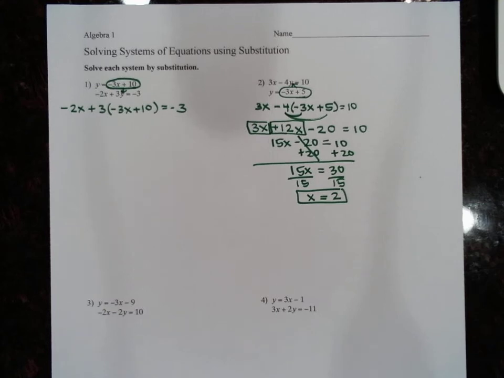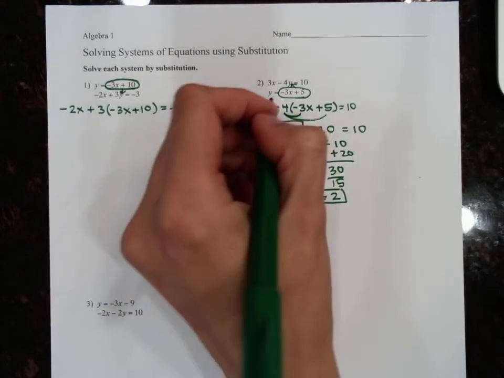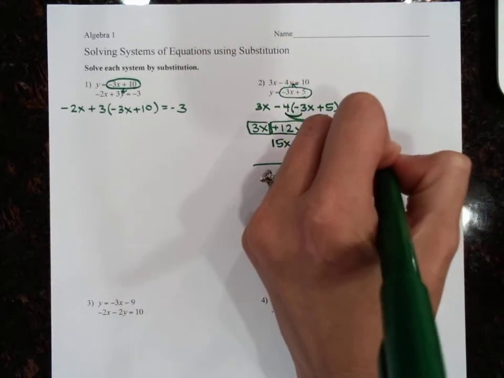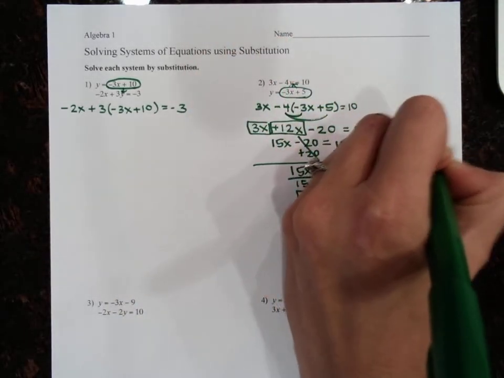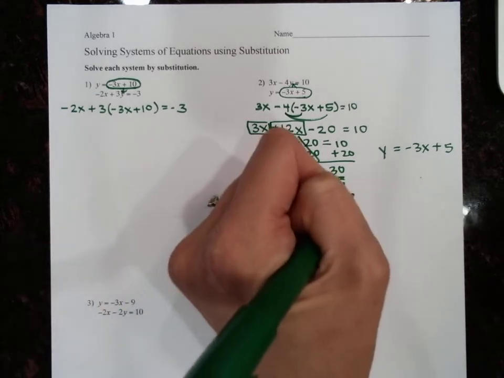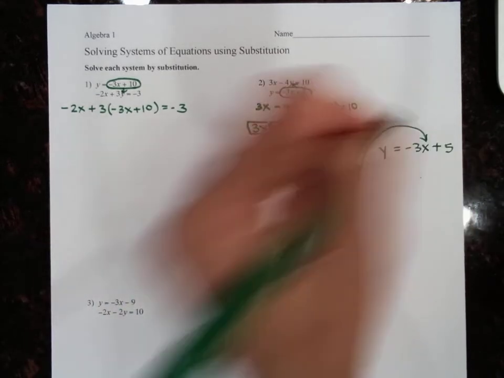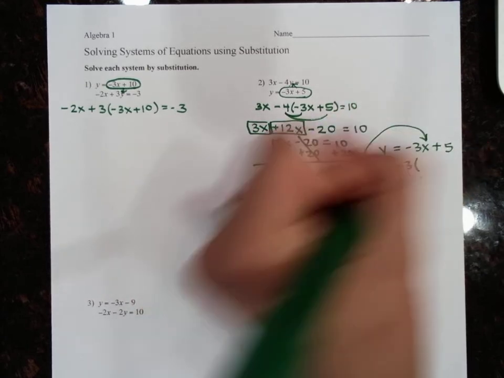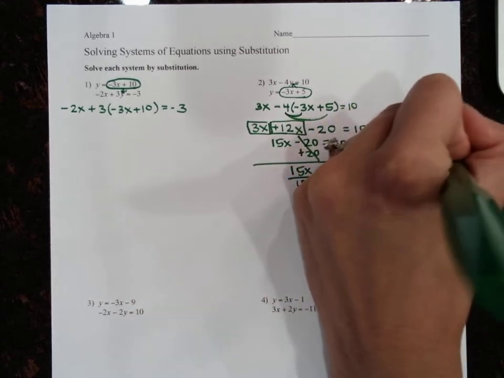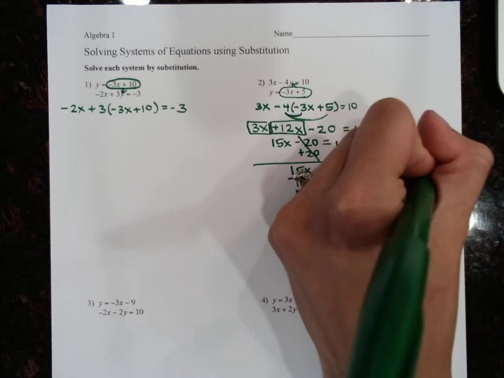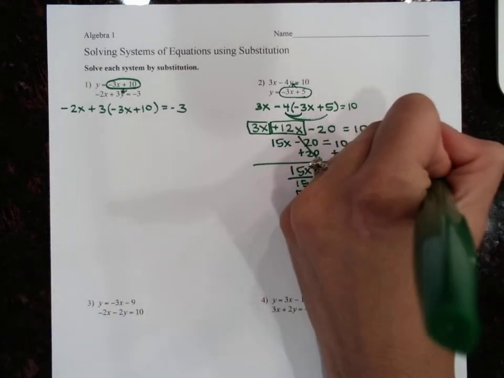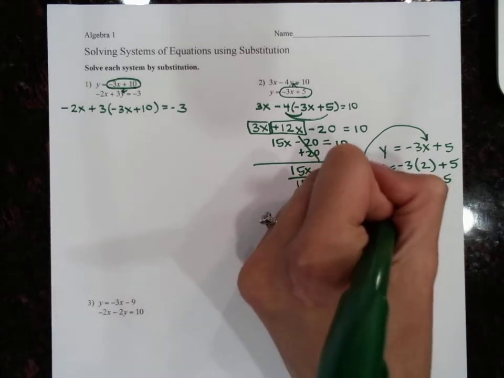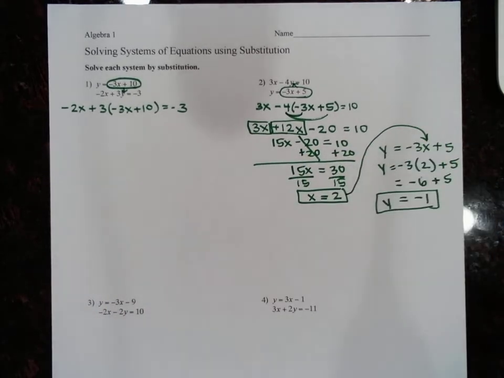We know what x is. We need to find y. So I'm going to use my equation that solved for y. And I'm going to substitute in my x value to solve for y. So y equals negative 3 times 2 plus 5. Negative 3 times 2 is negative 6. Negative 6 plus 5 is negative 1. So y equals negative 1.